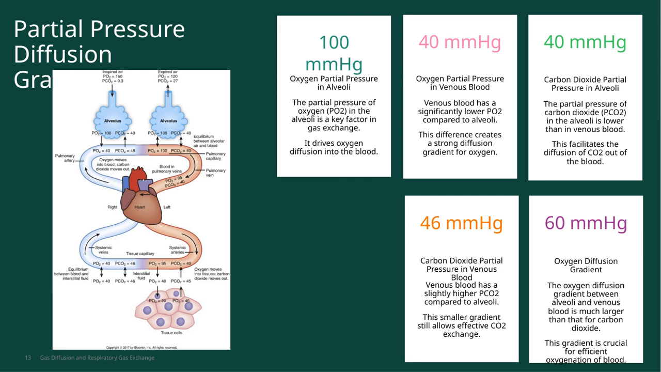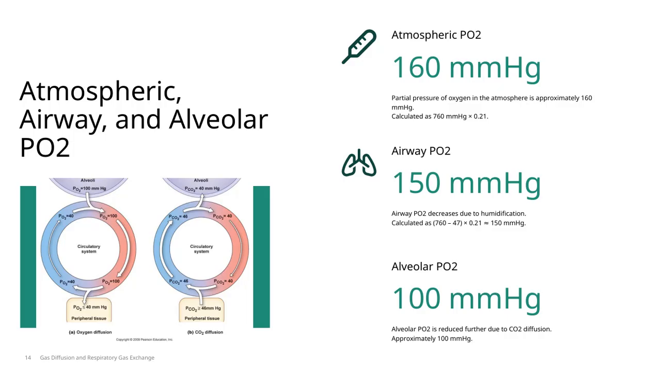Let's talk about the partial pressure of oxygen in the atmosphere. It's approximately 160 mmHg, which we get by multiplying the atmospheric pressure of 760 mmHg by 0.21, the percentage of oxygen in air. This value is important because it sets the baseline for oxygen availability.